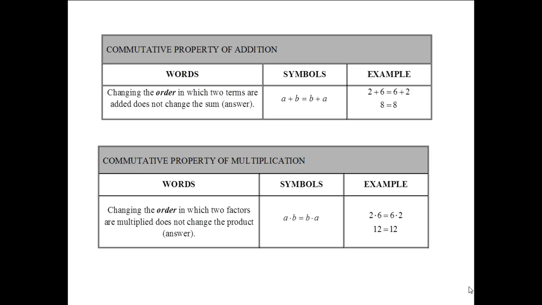The commutative property of multiplication is similar. Changing the order in which two factors are multiplied does not change the product, does not change the answer. 2 times 6 and 6 times 2 are both 12.